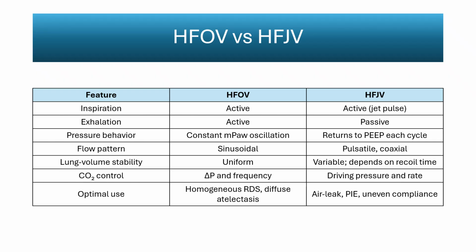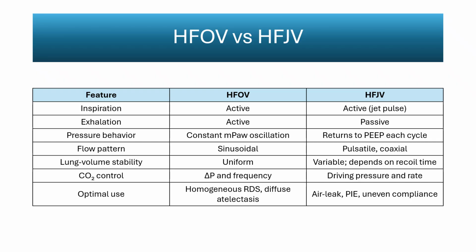High-frequency oscillatory and jet ventilation share the goal of minimizing lung injury through small tidal volumes and stable mean airway pressure, but their mechanics and clinical roles differ. HFOV uses a single system to generate oscillations around a constant baseline. Both inspiration and expiration are active, producing a smooth sinusoidal pressure waveform. Mean pressure remains steady, promoting uniform alveolar inflation and consistent oxygenation.